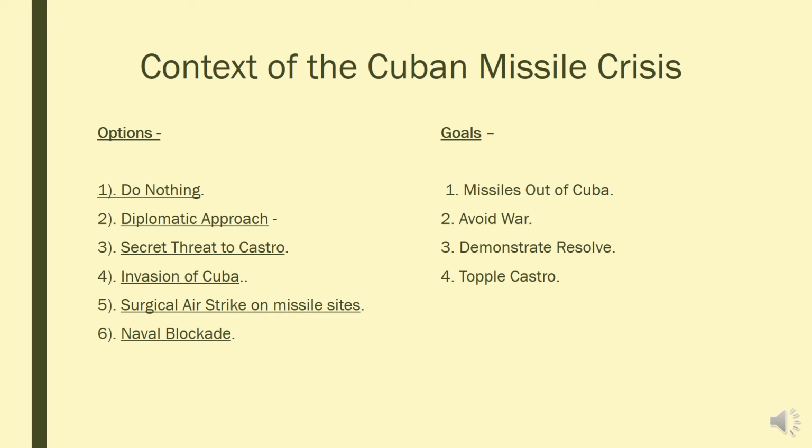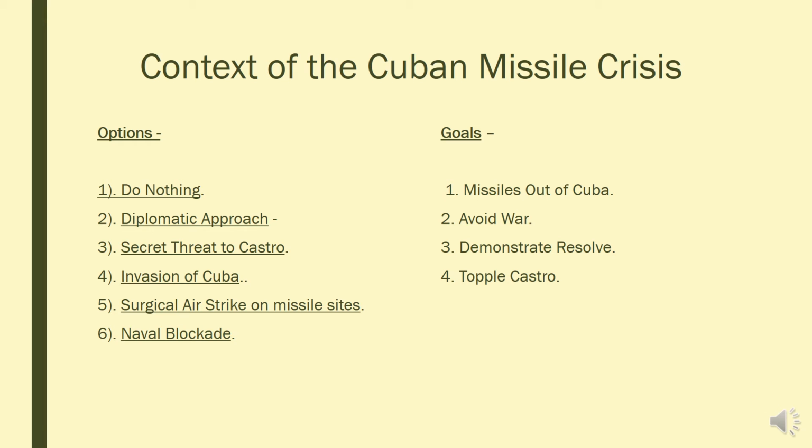What about a secret threat to Castro? Split with the Soviet Union or fall to the United States. Does it get the missiles out of Cuba? Maybe. Does it avoid war? Maybe. Does it demonstrate resolve? Only to Castro, not the Soviet Union. Does it topple Castro? No, it doesn't.